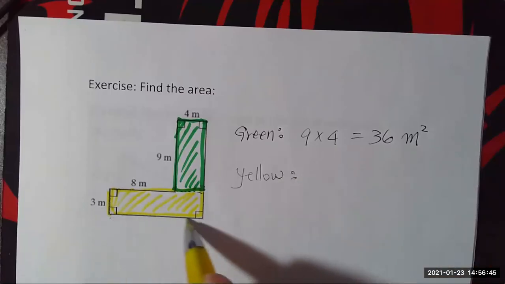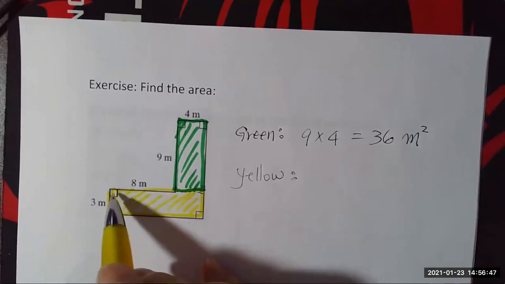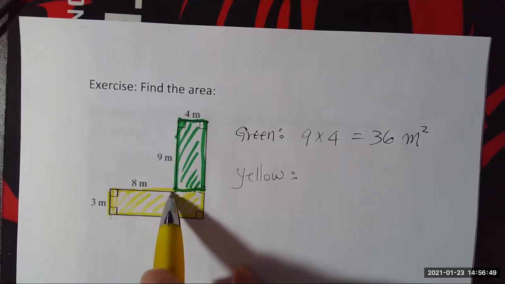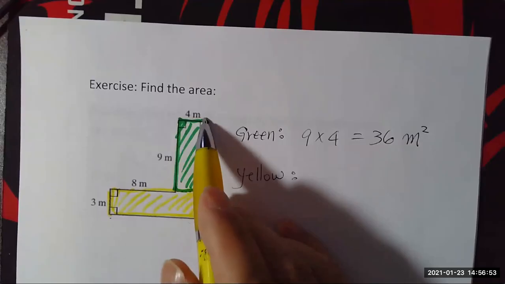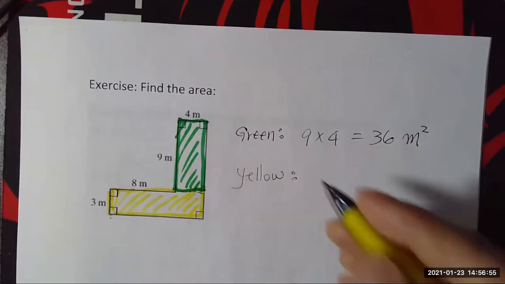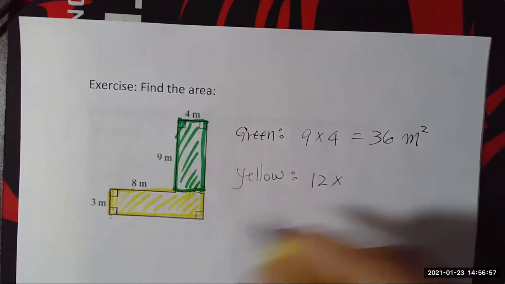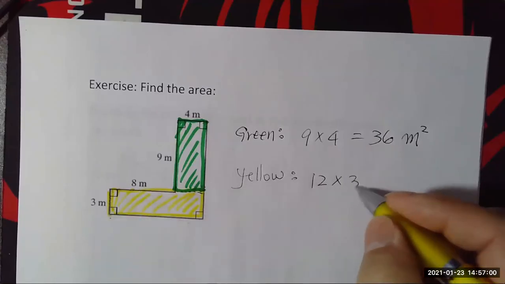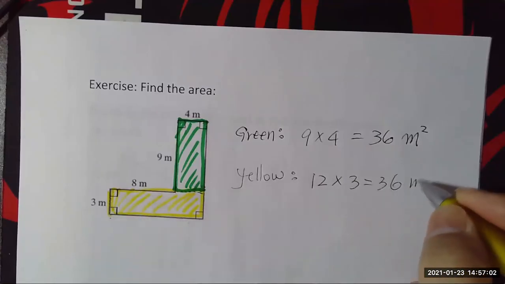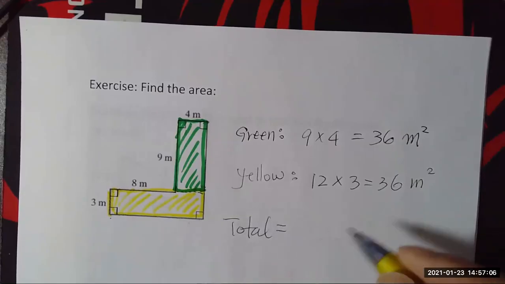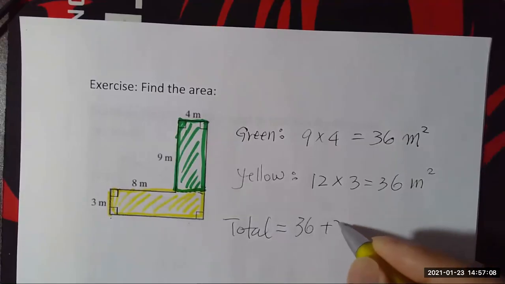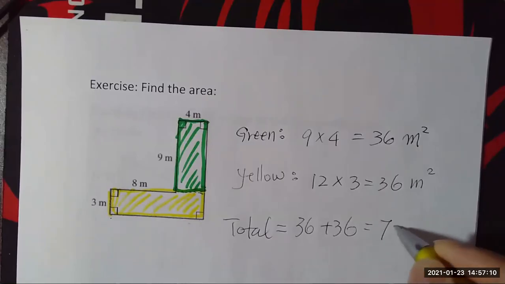This whole thing is length from here to here, but 8 only goes from here to here. So we need to add this portion to 8. And this portion is 4. So 8 plus 4, that's 12. So length is 12, and width is still 3. So that's another 36, happens to be the same. So total area, which is our final answer, 36 plus 36, so 72 square meters. Yeah, that's the area.